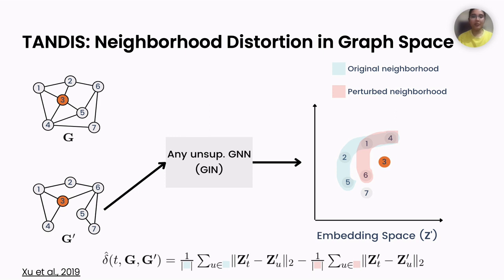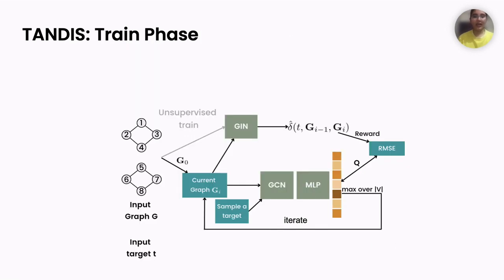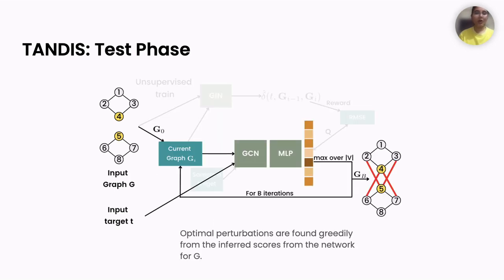For this, we embed the perturbed graph using an unsupervised GNN and attempt to increase the distance between the embedding of the node and its original neighbors and bring other nodes in the network closer to this particular node in the embedding space. Finding neighborhood distortion, as described in the previous slide, is computationally expensive because we need an embedding for each possible perturbation. Therefore, we approximate it by training a parameterized neural network using deep Q learning. At test time, optimal perturbations are found greedily from the inferred score from the trained neural network.